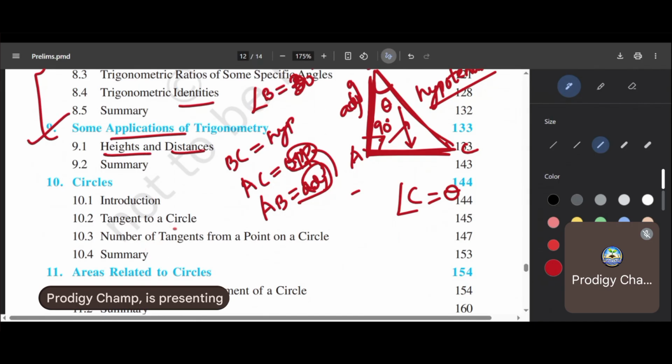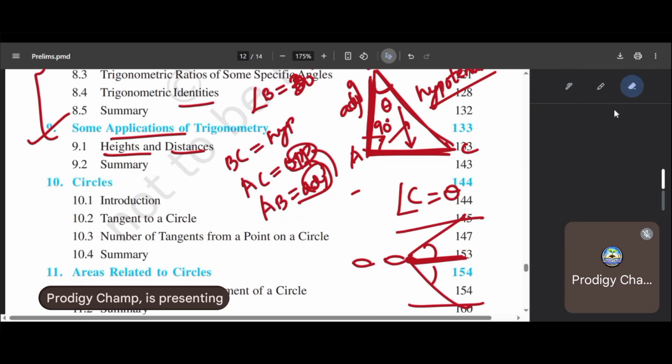What does elevation mean? If we are seeing some object upwards, that is elevation. If we see it downwards, it is depression. For example, this is our line of sight. If our eye is here, this is the line of sight. If I am seeing upwards, this theta is called the angle of elevation. If I see down, it is the angle of depression. So we have different things here. Also, we will use the lines and angles concepts which we learned in ninth standard.